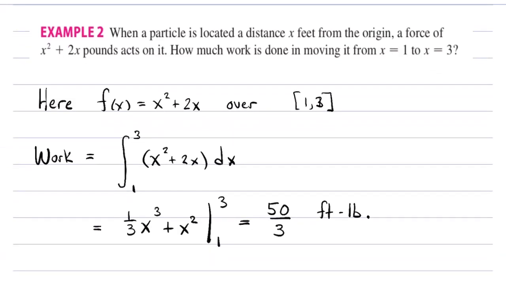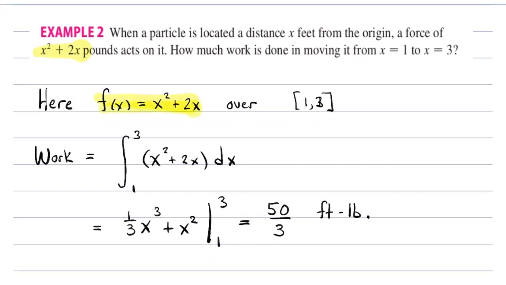So this is example 2. It's also example 2 in this section in the book if you want to check it out there instead of here. So what are we given? We're given a particle that's x feet from the origin. A force acts on it by this formula. So there's our non-constant force, right?